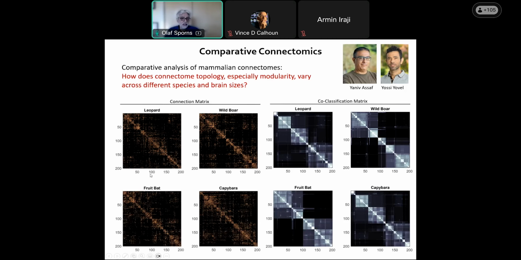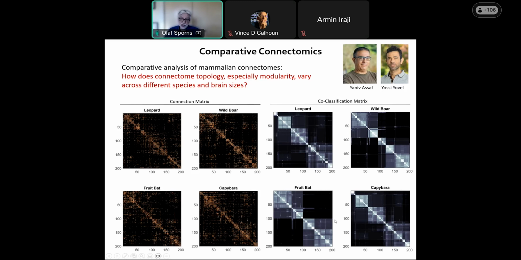As you can see here, we had in our hands through them connectome samples from animals as widely diverse as the leopard, the wild boar, the fruit bat, or the capybara. If you don't know what a capybara is, it's a very large rodent, one of the largest rodent species out there. So we set about analyzing these connectomes for differences, commonalities, common features across these 100 different mammalian species.